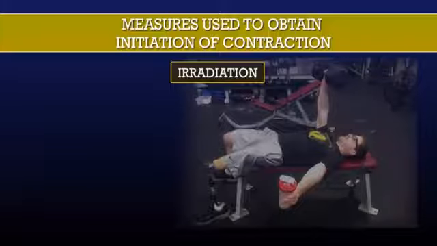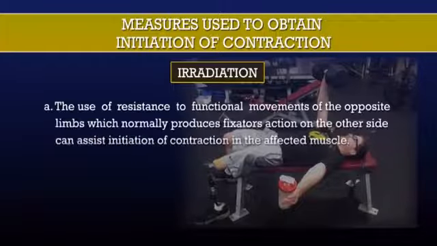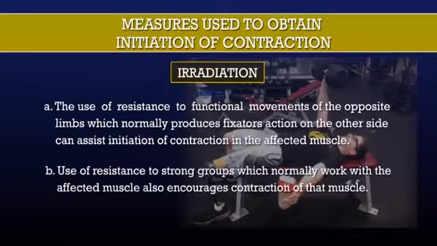In this we have, first one, the use of resistance to functional movement of the opposite limb, which normally produces a similar action on the other side, can assist initiation of contraction in the affected muscles. Second one, use of resistance to strong groups which normally work with the affected muscles also encourages contraction of the muscles.